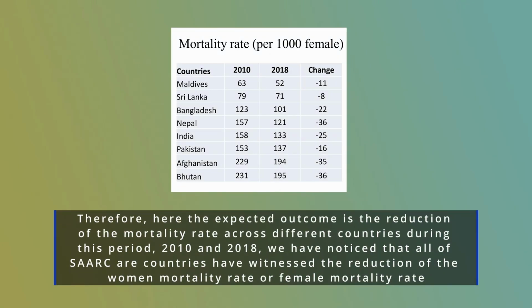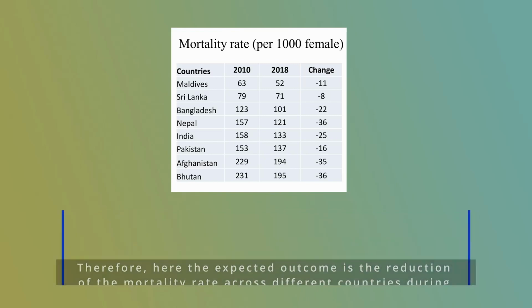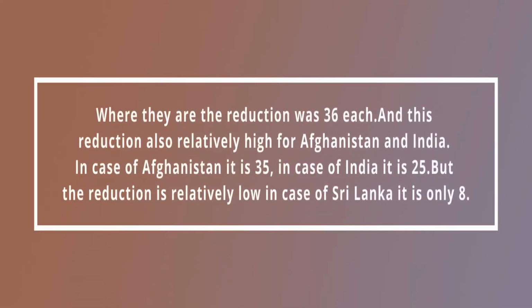During this period, 2010 to 2018, we have noticed that all of the SAARC countries have witnessed the reduction of the women mortality rate or female mortality rate. But this reduction was highest in case of Bhutan and Nepal, where their reduction was 36 each. And this reduction was also relatively high for Afghanistan and India. In case of Afghanistan it is 35, in case of India it is 25. But the reduction is relatively low in case of Sri Lanka, it is only 8.